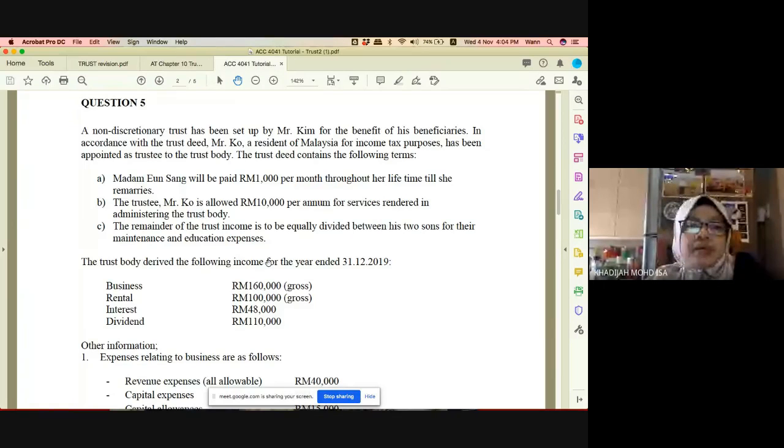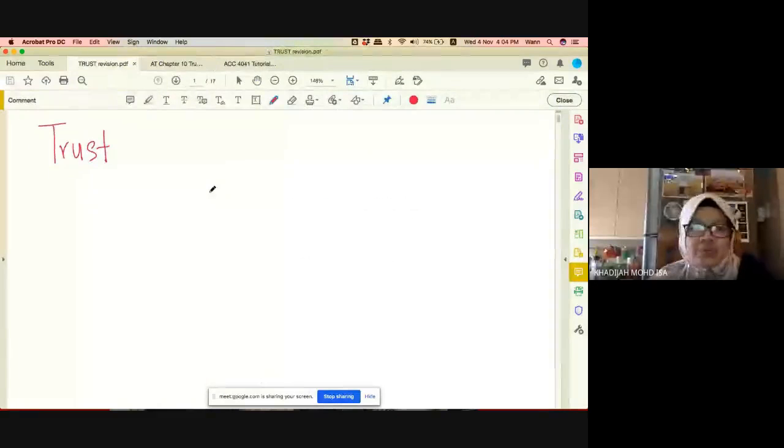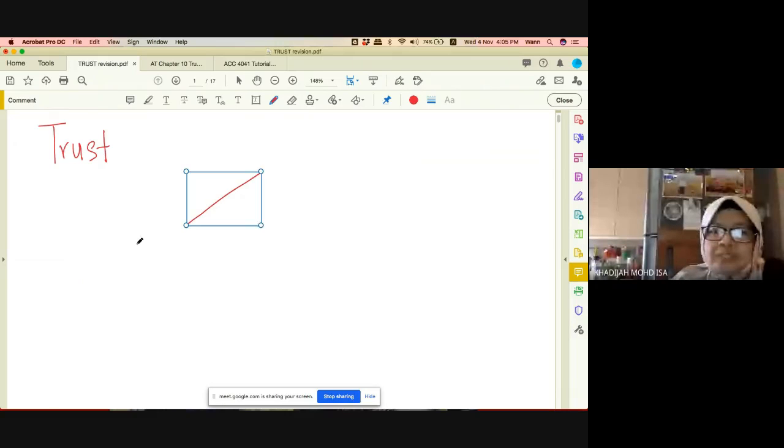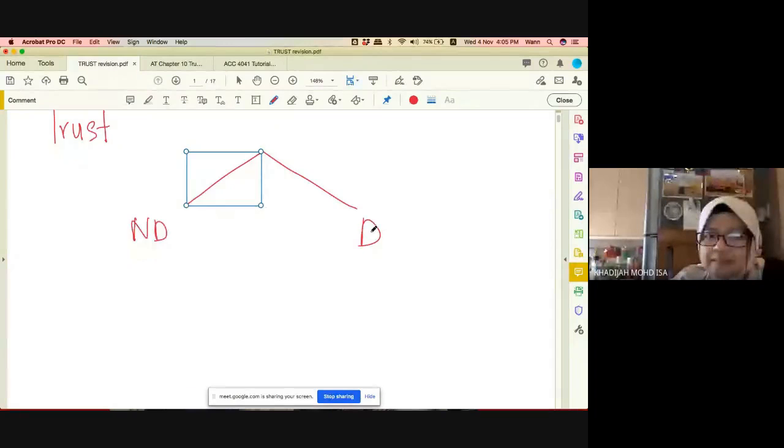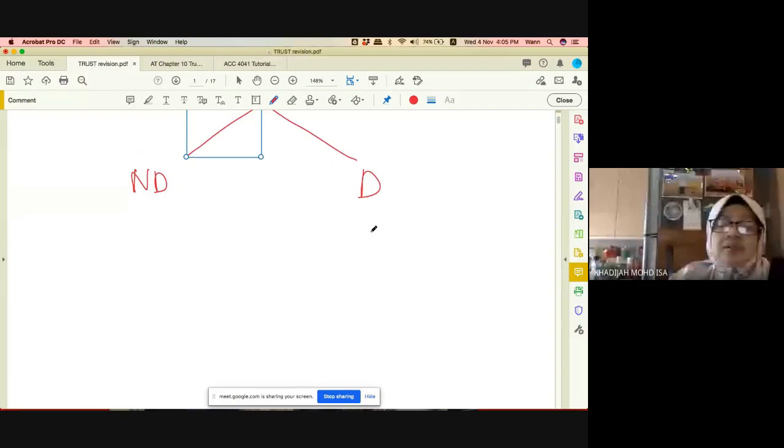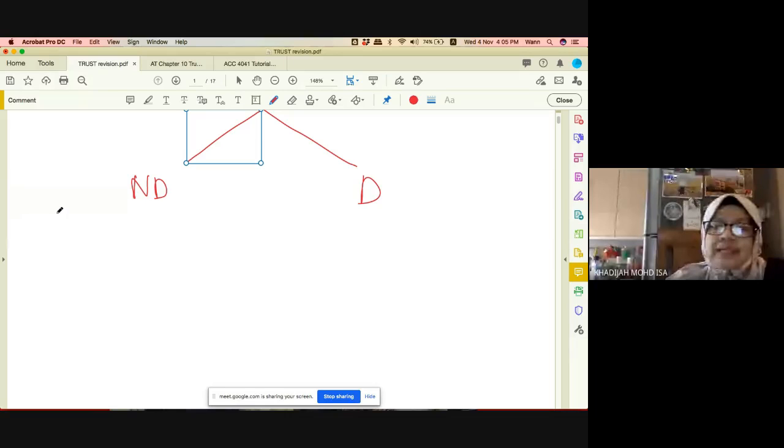So, hopefully our pen will work well. You know that there are two types of trust. One is the non-discretionary trust, and the other is the discretionary trust. What happens with the non-discretionary or discretionary trust? The implication is on the beneficiary.